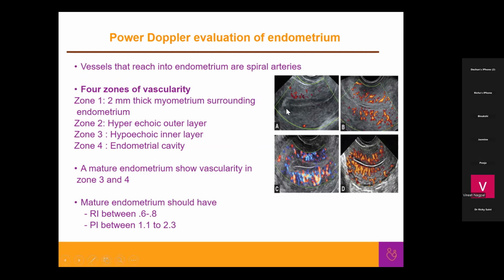Zone 1, as we can see in this picture, is the 2 millimeter thickness of the myometrium which surrounds the endometrium. Zone 2 is the hyperechoic outer layer. Zone 3 is the hypoechoic inner layer. And zone 4 is the endometrial cavity. A good endometrium is one where the vascularity extends up to zone 3 and zone 4. This is the time where we have to trigger the follicle.